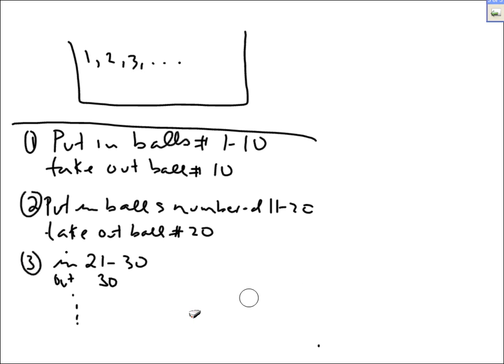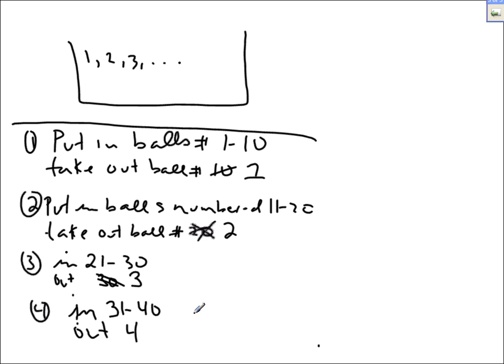All right, now we're going to change it. First step, put in balls numbered 1 through 10, take out ball number 1. Put in balls numbered 11 through 20, take out ball number 2. Then 21 to 30, take out ball number 3. Step 4 will be we put in 31 to 40, and out is 4. And we do this forever and ever. How many balls will remain?